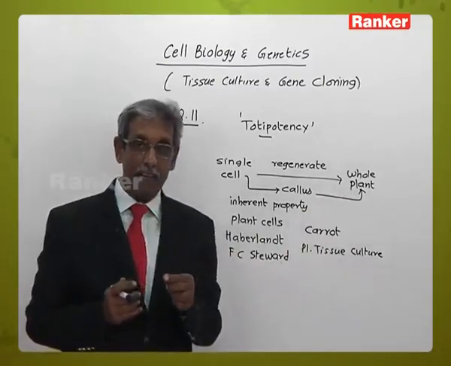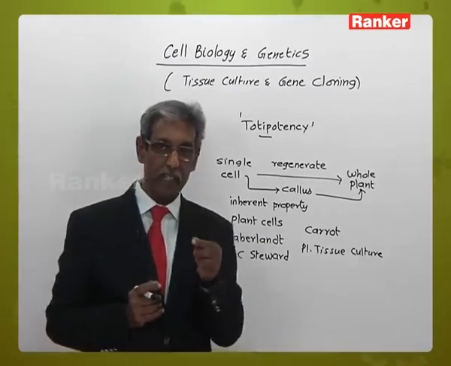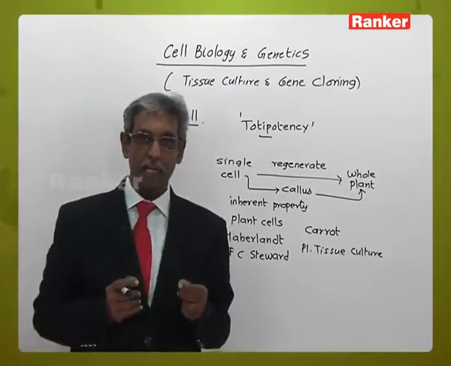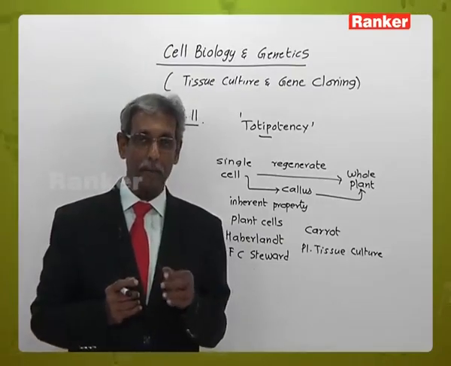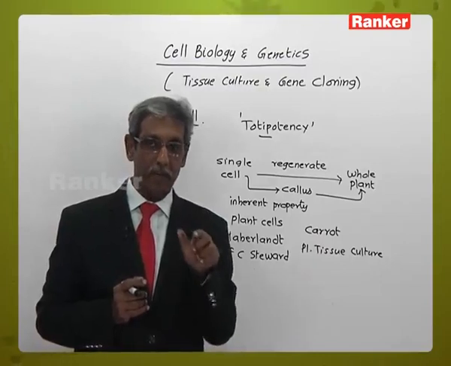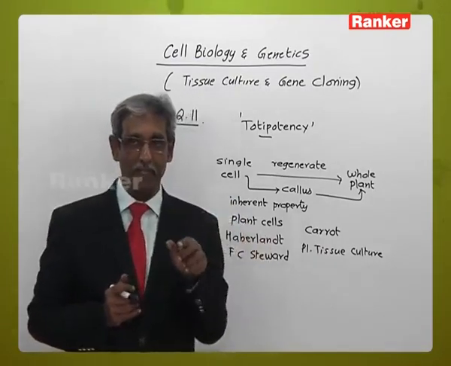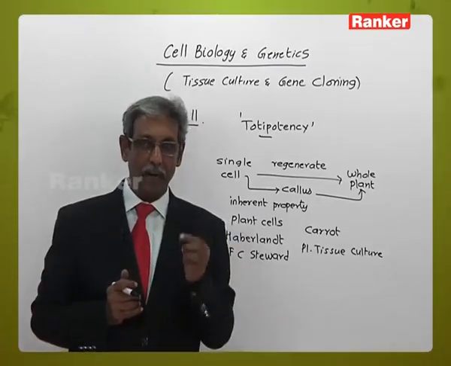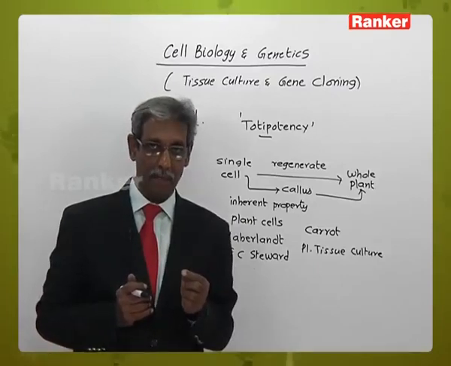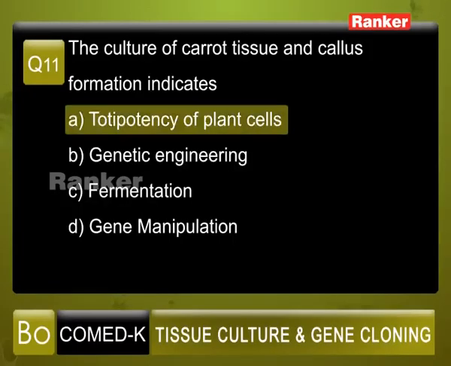Whereas, genetic engineering primarily relates to manipulation of a single gene of interest. Fermentation is a method of anaerobic oxidation, and gene manipulation primarily relates to how you take a gene of interest and add either a promoter sequence, or a repressor sequence, or an expression sequence. So, the most important fundamental basis of all plants is the property of totipotency, and the answer is A.